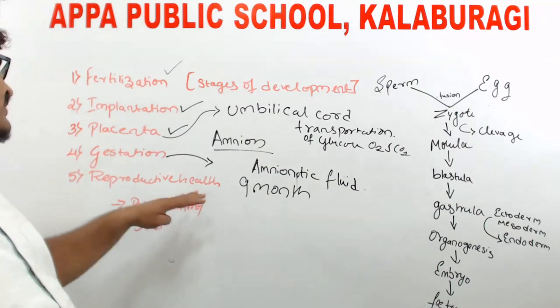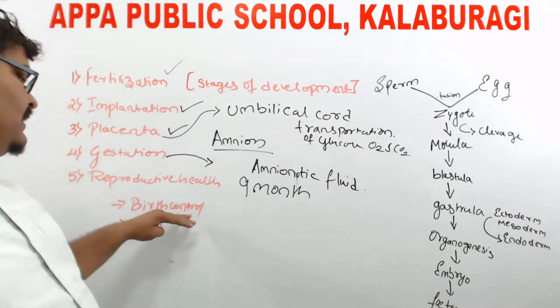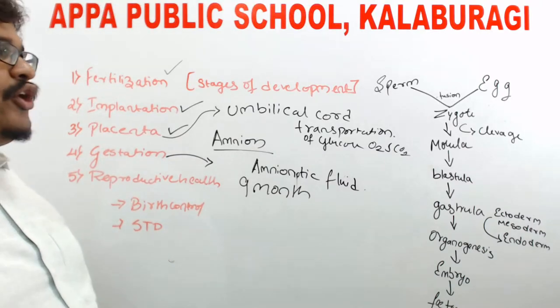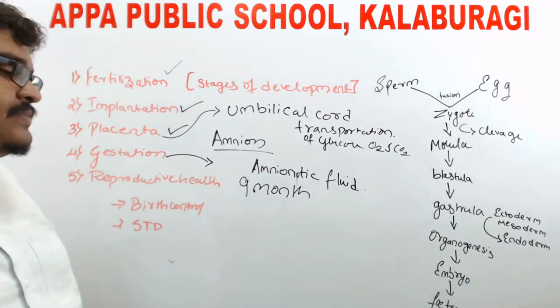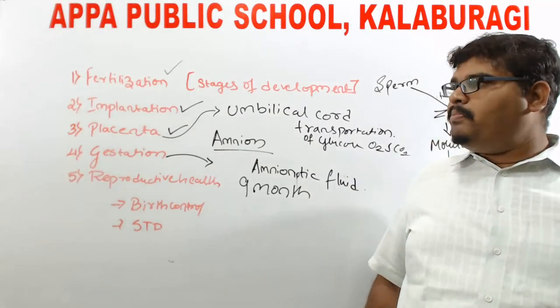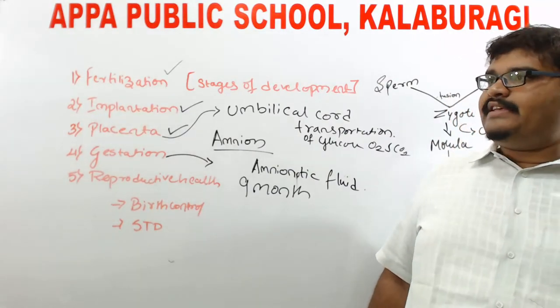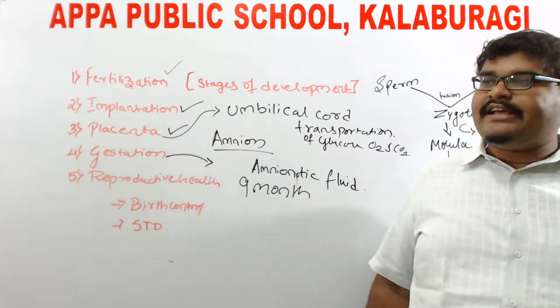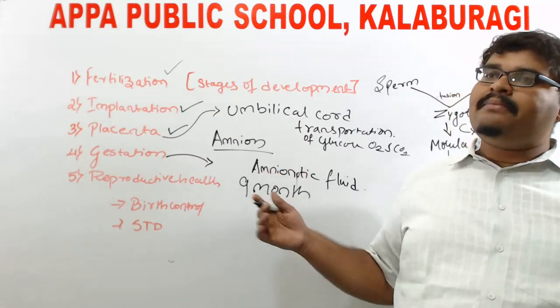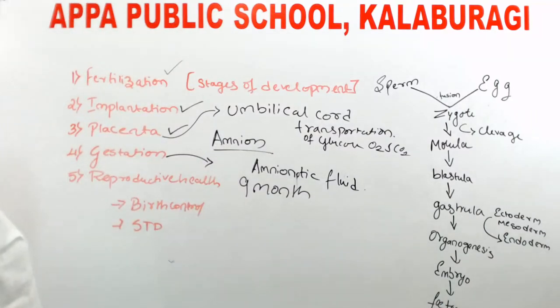Next we are going to deal with reproductive health. Under the heading reproductive health, we are mainly going to deal with birth control and STDs. What do you mean by birth control? As we all know, the increasing human population is a great problem faced nowadays by every growing country. Every growing country is facing the difficulty of population explosion, the increased number of human beings, which leads to various problems in countries that are not yet developed, and also causes several socio-economic crises.